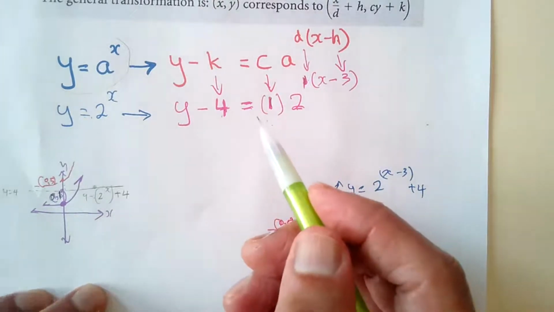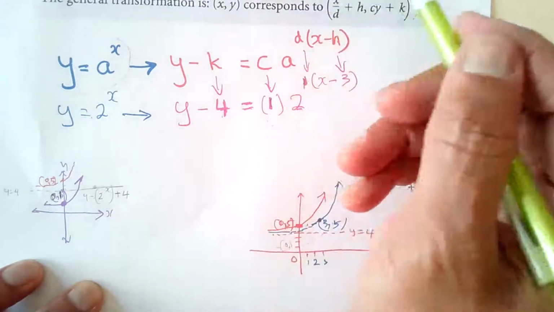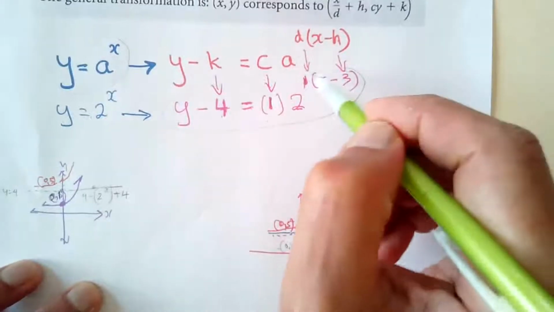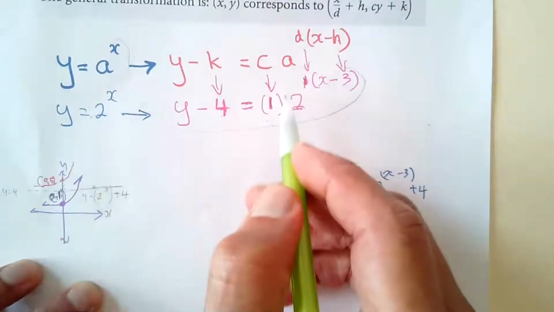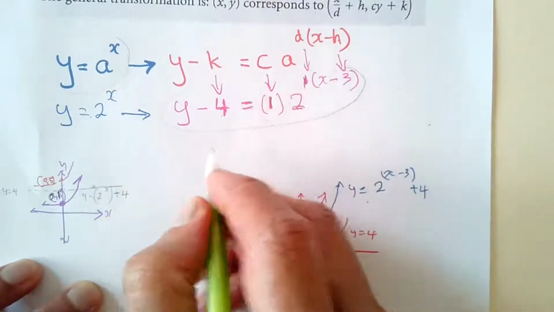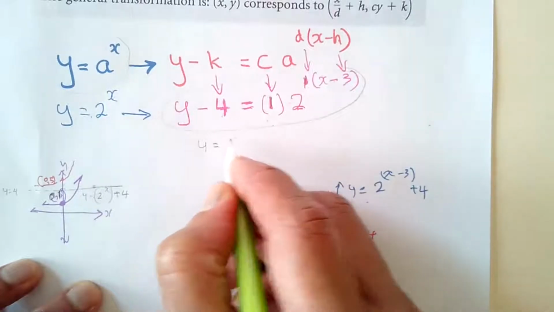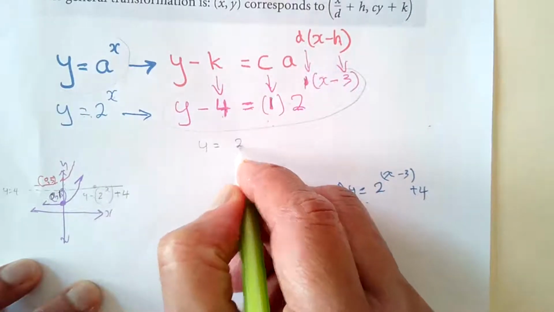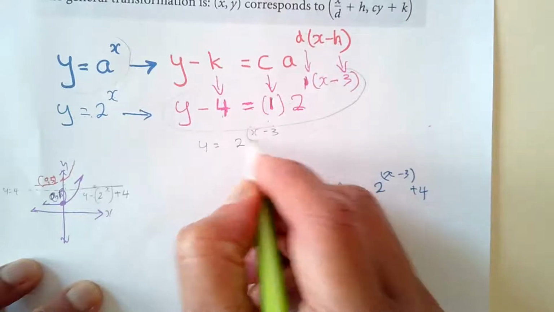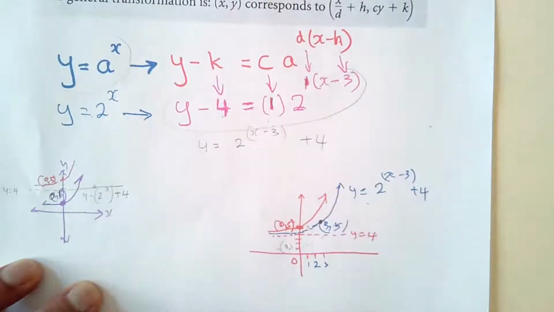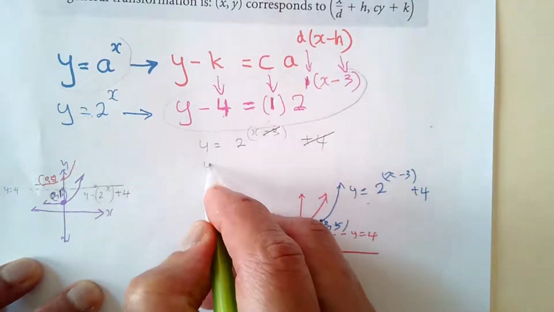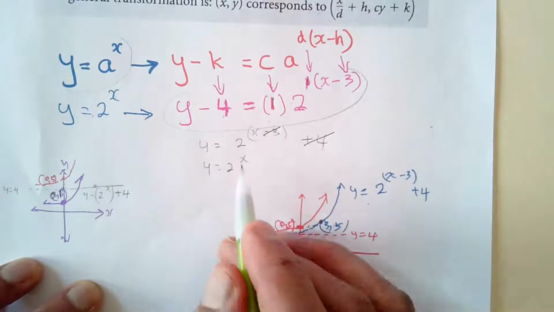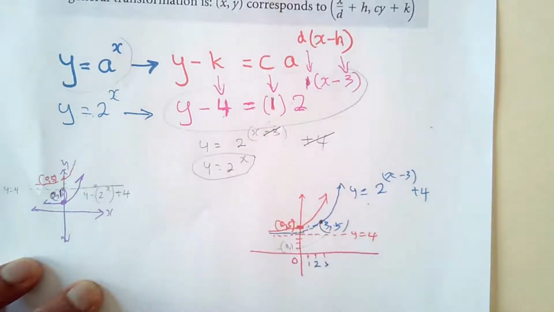So the question they ask, when you're given a translation, it'll always ask you to refer to the y equals a to the x. Now, the y equals a to the x, you can strip it down. If I were to rewrite this as 2 to the x minus 3 plus 4, another way of writing it, and I remove this, I'm left with y is equal to 2 to the x.